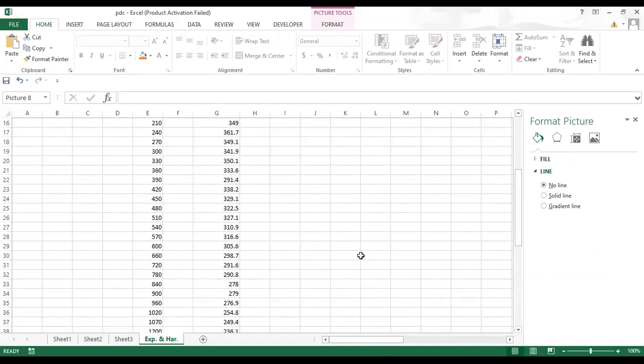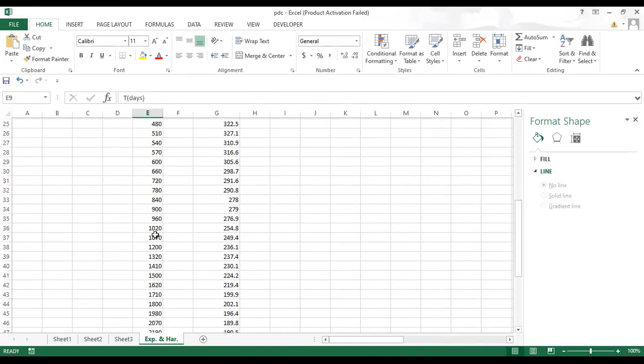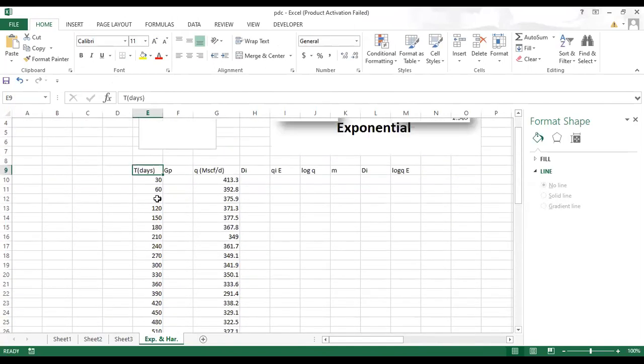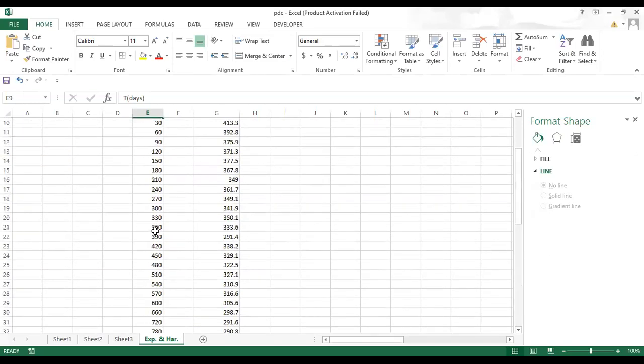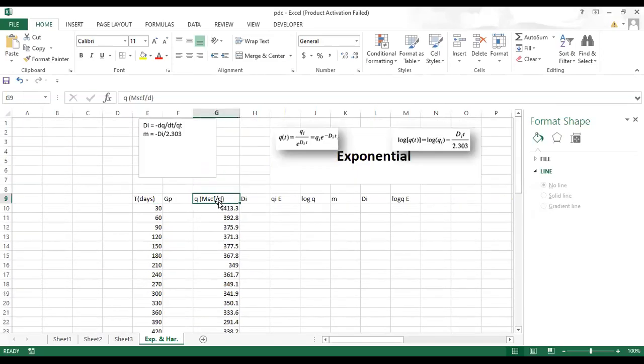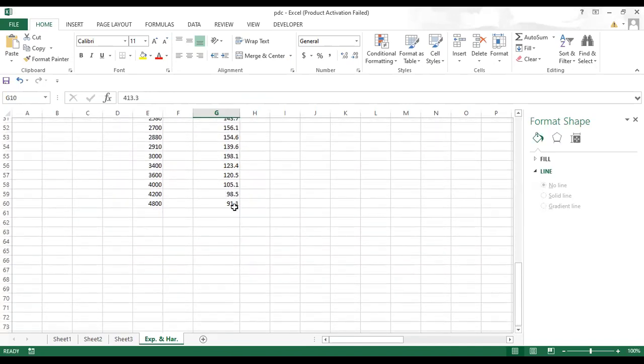So this is the data that I have. Time I have in days. It is a gas reservoir. So 30 days, 60 days, 90 days, like that I have different time scales. At the same time, I have the amount of gas which has been produced in MSCF per day, that is thousand standard cubic feet per day. And this is the data for that. So this is the amount of flow rate that we have.